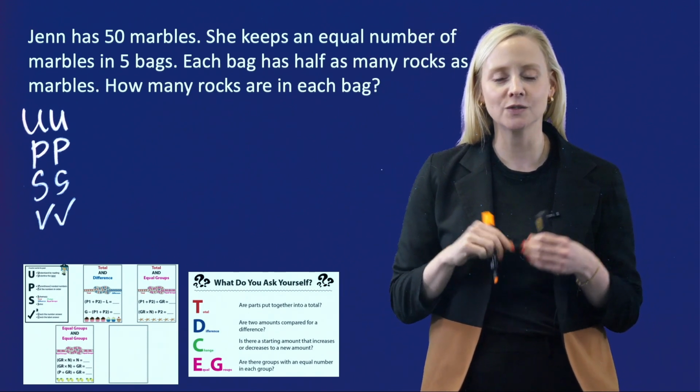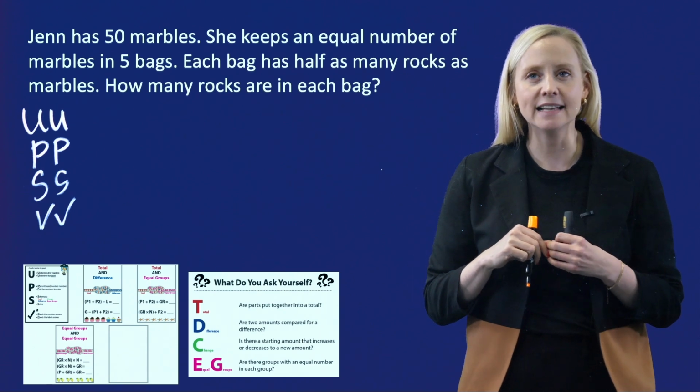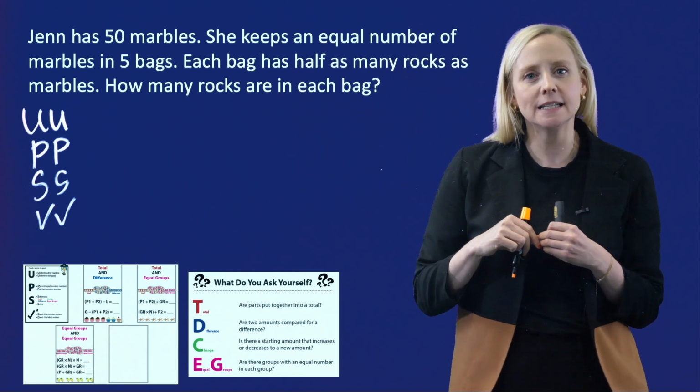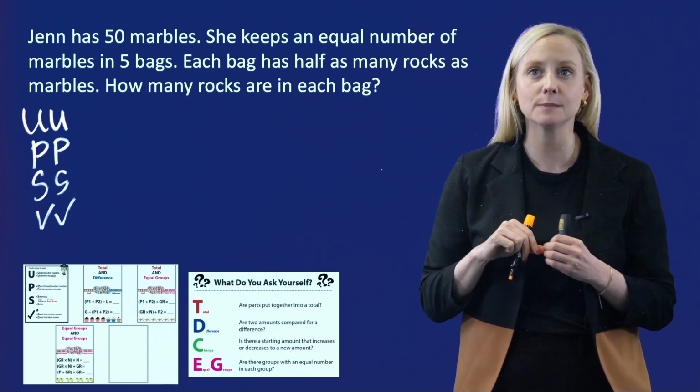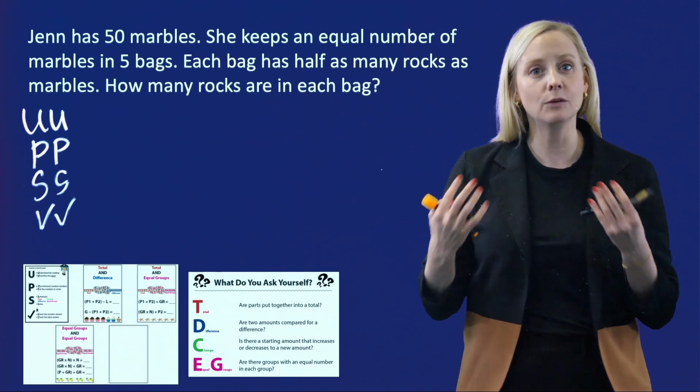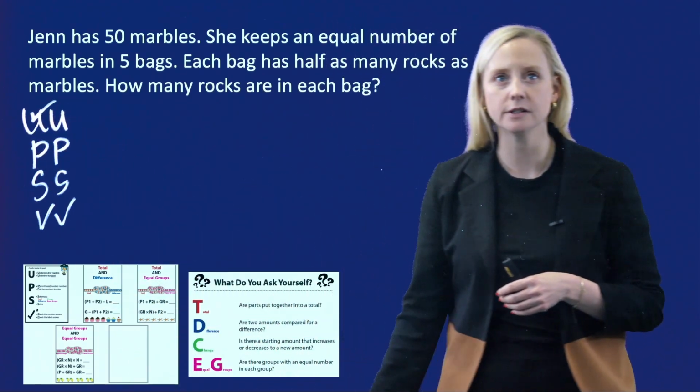My first U stands for understand by reading. I'm going to go ahead and read the problem. It says Jen has 50 marbles. She keeps an equal number of marbles in 5 bags. Each bag has half as many rocks as marbles. How many rocks are in each bag? I feel like I understand the problem. I'm going to check off my first U.